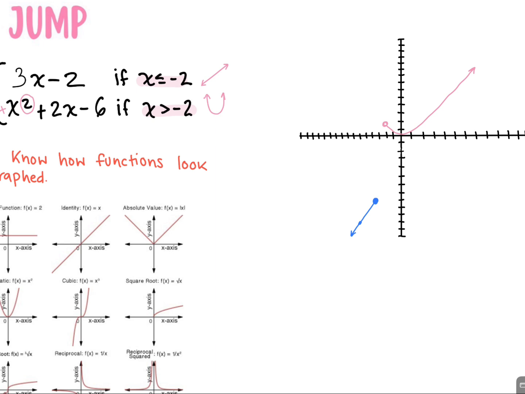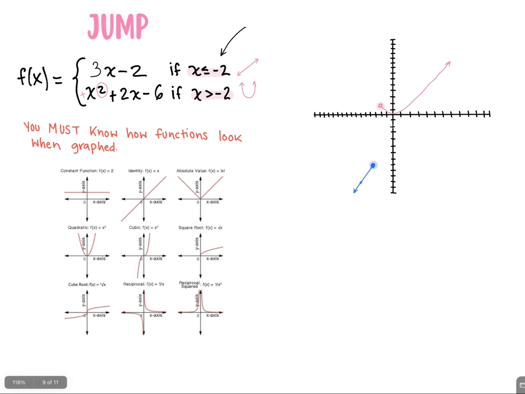So clearly we can see a jump between this one right here and this one right here. The graph is discontinuous. There's a jump. And that jump is based on this information that we are given here. So ladies and gentlemen, this is how jump discontinuities look like.